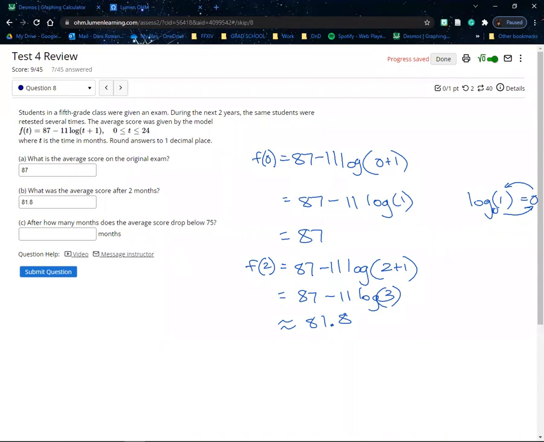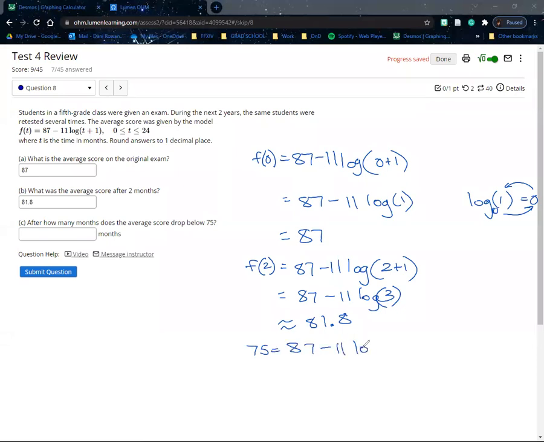So because we're solving for T, we're setting this equal to 75. And then we have 87 minus 11 log T plus 1. Oh, okay. Now, here's the one where it's going to be a little difficult to plug this into a calculator. So you've got to move some stuff around first.